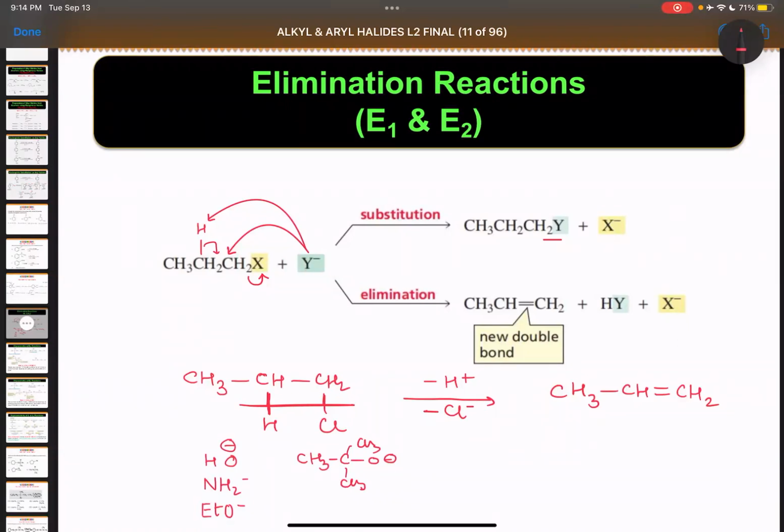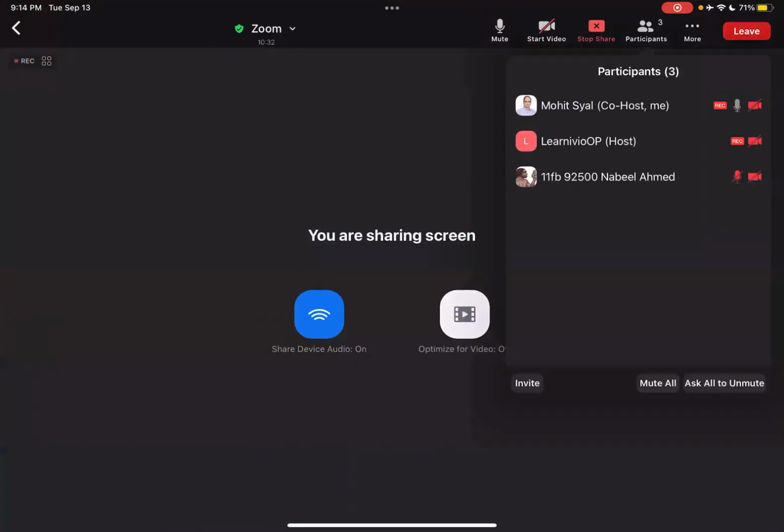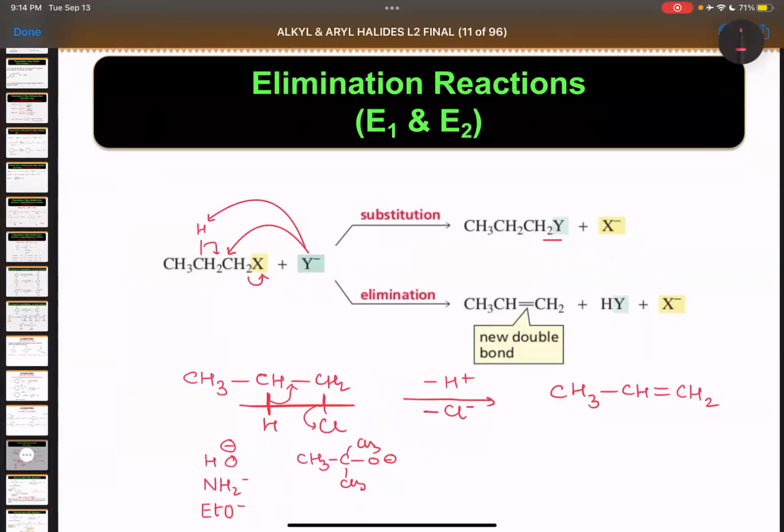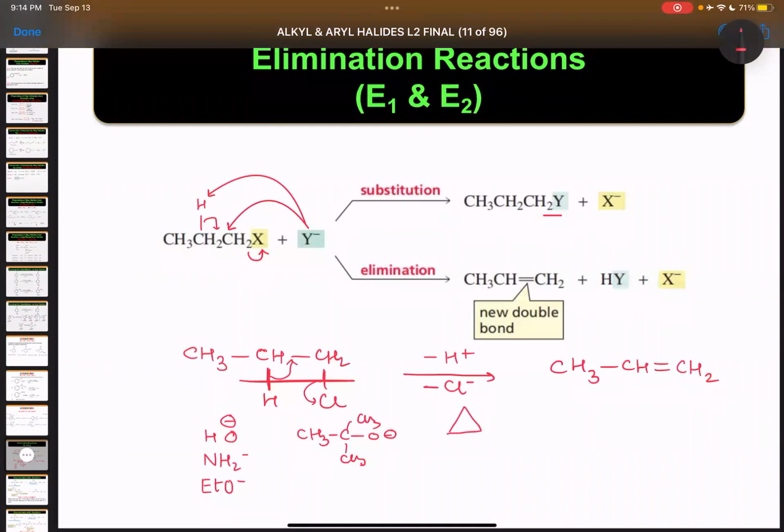So the base will take away the H plus, the electrons of the H plus will form a bond with the other carbon atom and the Cl will come out. So that is actually the elimination reaction. And one more thing, you require a base and you require heat also. Why do you require heat in elimination reaction? You will find a delta written in elimination reactions along with the base in many cases. So why do you require heat?